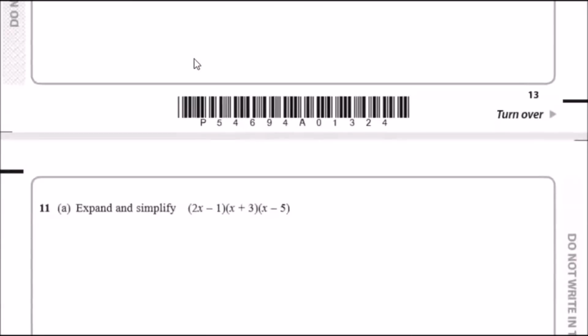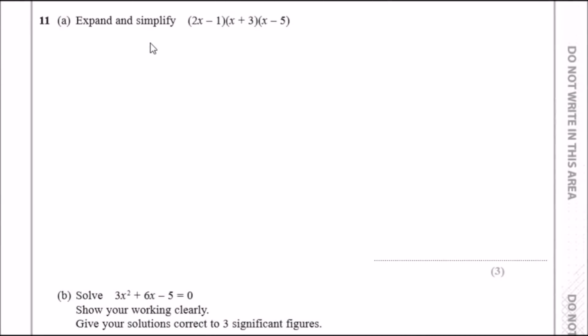Anyway, let's move on to 11. So expand and simplify 2x minus 1 and so on. So these triple bracket problems are so easy. The trick is to always use FOIL on the last two brackets, or at least two easy brackets. And then once you tidy that up, use FOIL again with the new bracket and the first one.